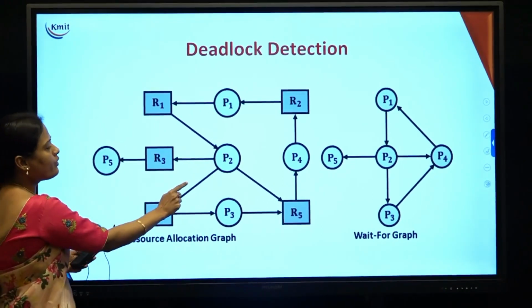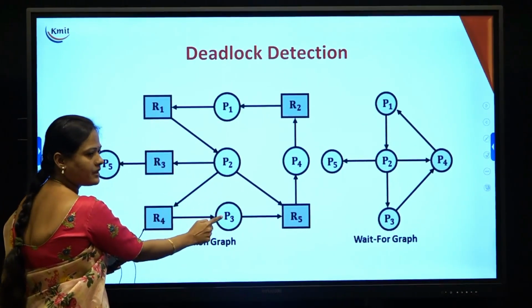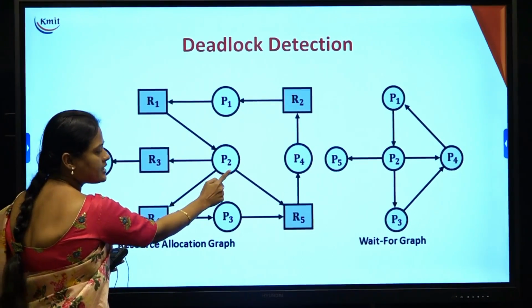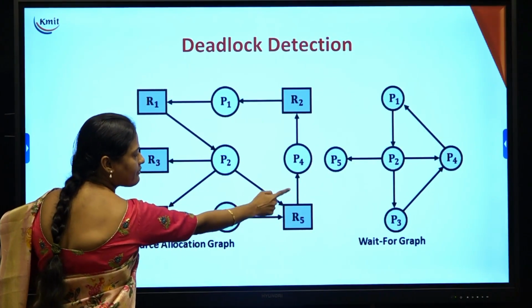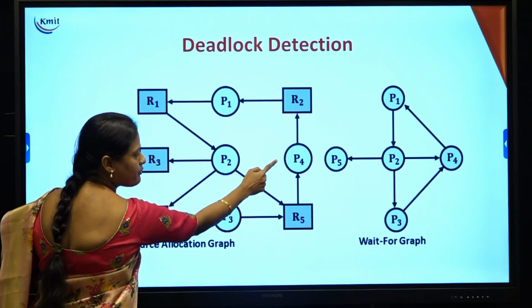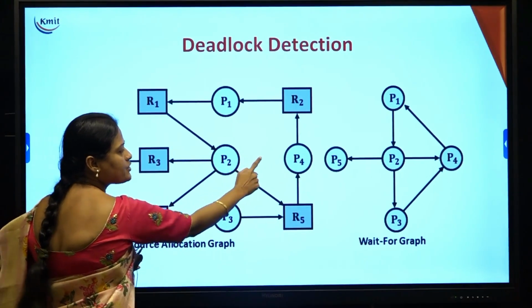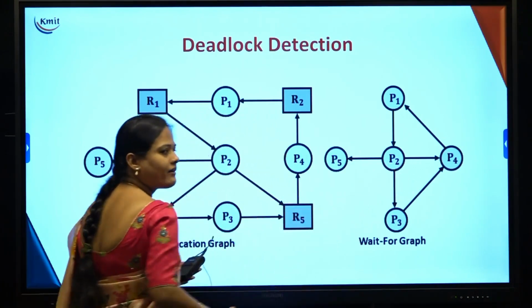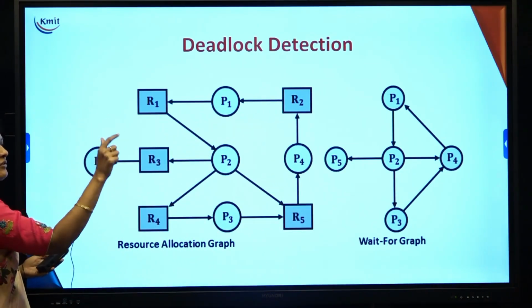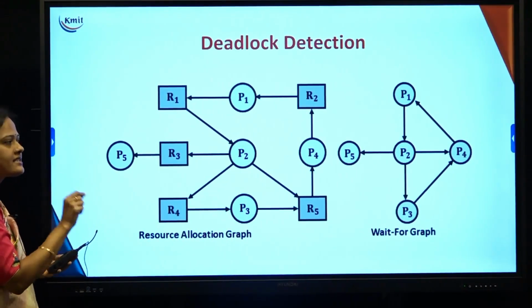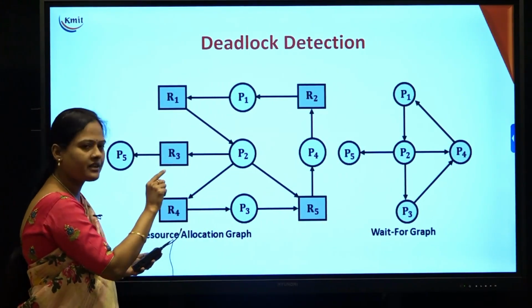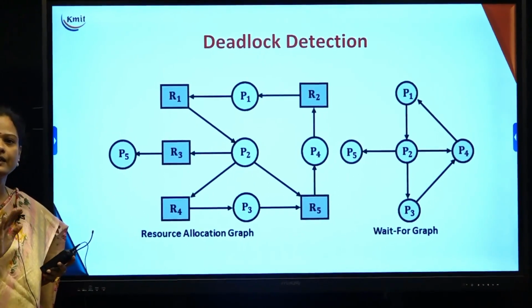Similarly, when I go for the case of P2 and P3, P2 is waiting for a resource R5, whereas this particular R5 is allotted to your process P4. So, you have a link from P2 to P4. After you establish the links between the processes, if there is a cycle in that particular wait for graph, you say that there is a deadlock.